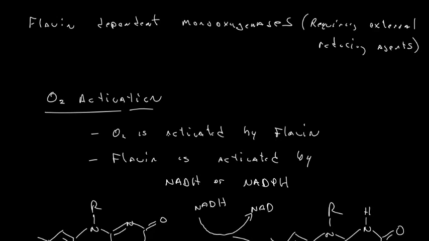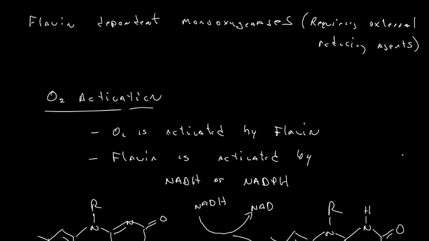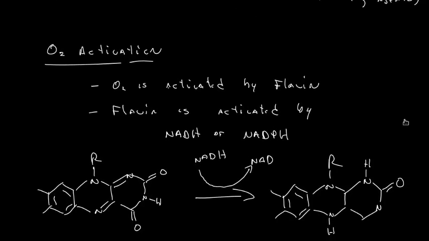In this video, we're going to talk about flavin-dependent monooxygenases that require an external reducing agent. So, there's two things that must happen. First, diatomic oxygen must be activated. Once the oxygen is activated, then it can be transferred to the substrate. So let's look at these piecewise.